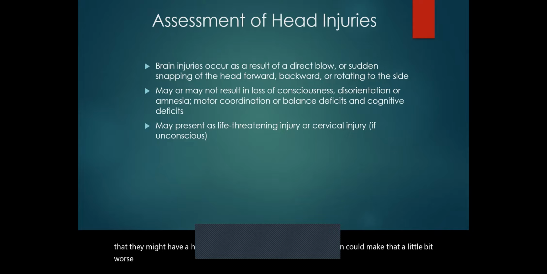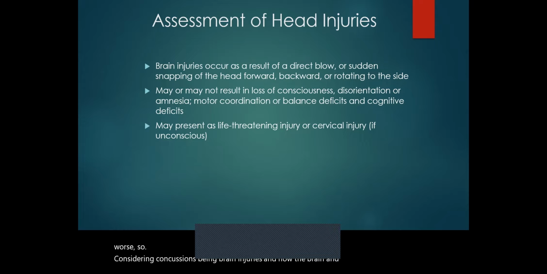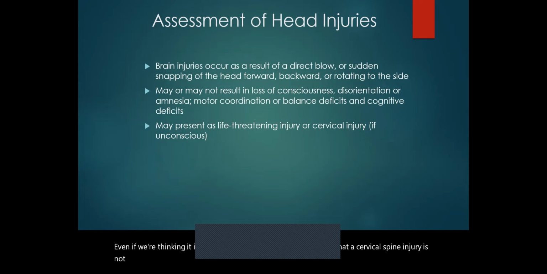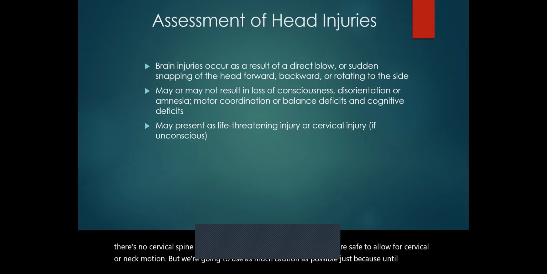Considering concussions are brain injuries, and the brain and the spinal cord are obviously connected and go hand in hand, even if we think it is a concussion, we still need to make sure that a cervical spine injury is not present. If you watch medical dramas, they put someone in a cervical collar and then send them to the hospital. They'll get a CT scan to clear the spine. That's just ensuring there's no cervical spine damage. At that point, it would become safe to allow for cervical or neck motion. But we're going to use as much caution as possible, because until it's ruled out, it might be present.